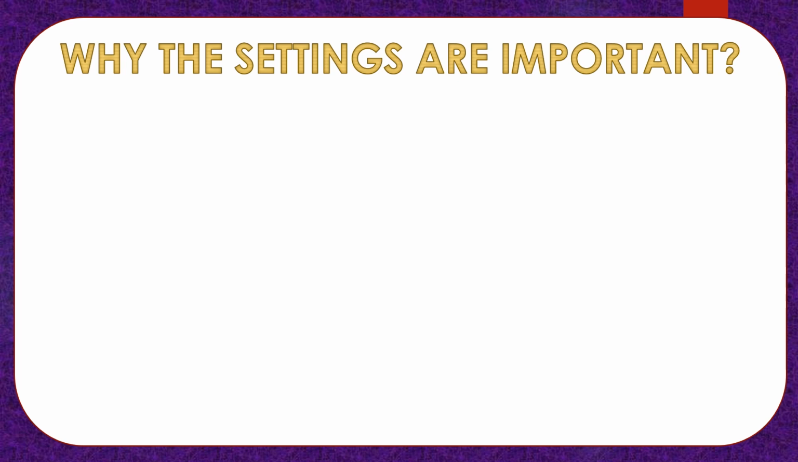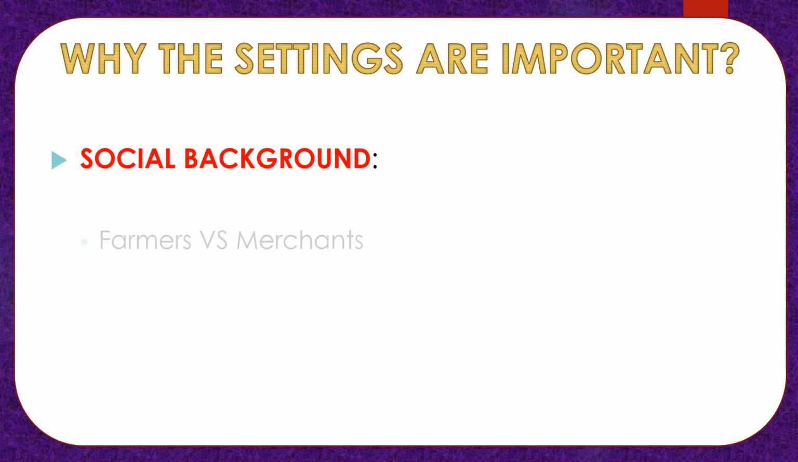Next, the settings can also explain to us about the social background of the characters. Right? Latar masyarakat, bagaimanakah masyarakat itu berbeza? Bagaimana karakter di dalam novel berbeza antara satu sama lain? How the characters are different from one another. And in this novel, Dear Mr. Kilmer, the difference is between farmers and merchants.